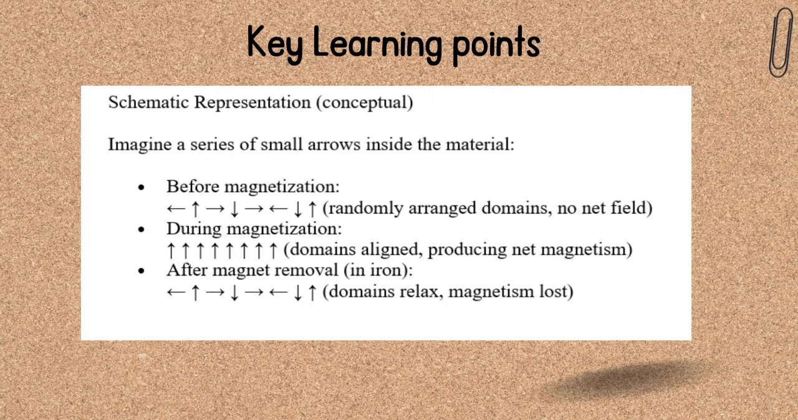Imagine a series of small arrows inside the material. Before magnetization, randomly arranged domains, no net field. While during magnetization, you can see the arrows upwards. Domains are aligned, producing net magnetism. And after the magnet is removed, let's say iron, the domains are relaxed and magnetism is lost.